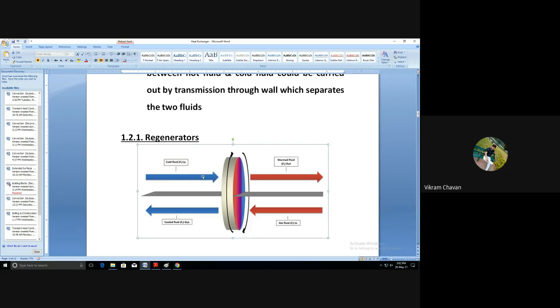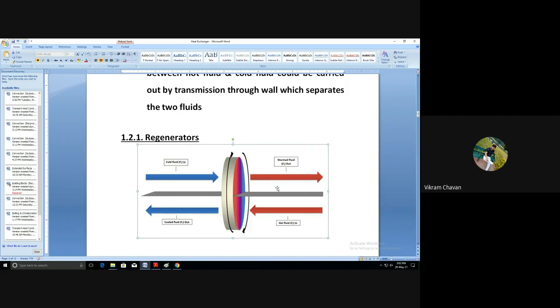So in this manner, when this fluid comes out of the disk, its temperature will increase. Cold fluid F1 entered, and it received the heat from the matrix-like porous structure. Special types of materials whose thermal heat capacity is very high are used to transfer the heat, and the cold fluid will get heated and leave the disk.